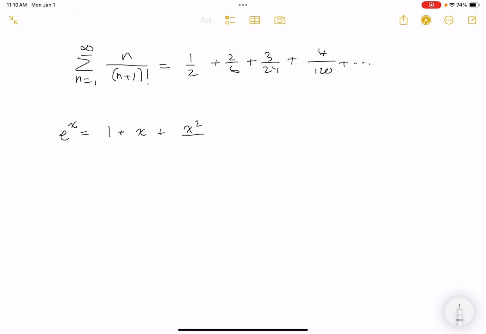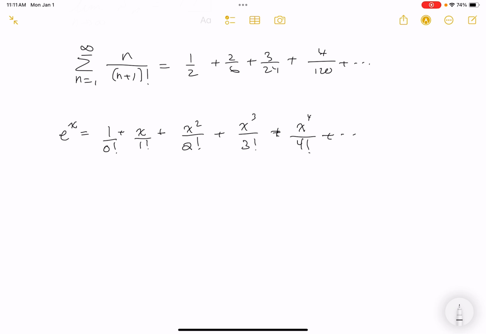squared over 2 factorial. But this is 1 factorial. That would be 0 factorial. All right, it sort of reminds me, because I see these factorials in the bottom. Then you get x cubed over 3 factorial. Then you get x to the 4 over 4 factorial, yada, yada, yada. All right, sort of reminds me of that. The problem is I'm not seeing the tops, though.